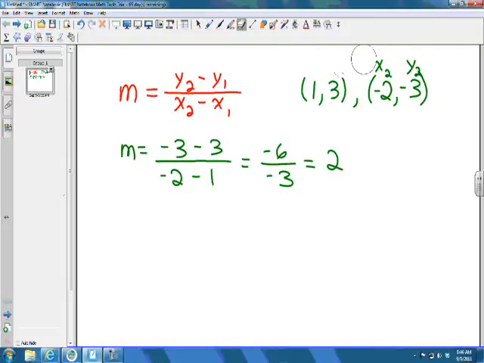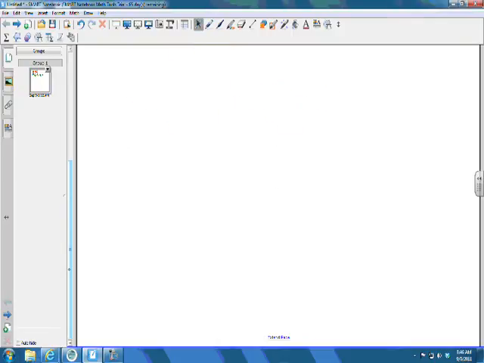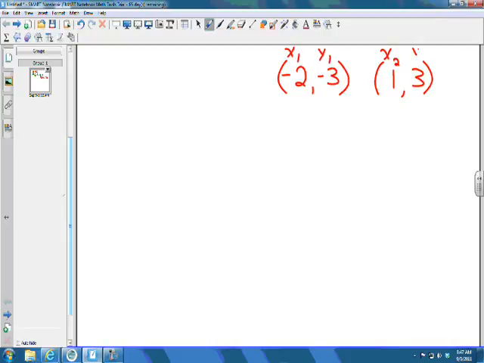Choose those same points, different order. So now, -2, -3 is your first point. What was the other one? 1, 3. The only reason I'll do this is to illustrate how your signs will change. So again, if you make this x1, y1, and x2, y2, you just plug them in.